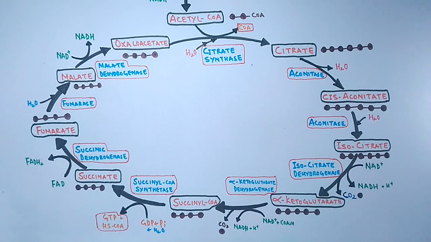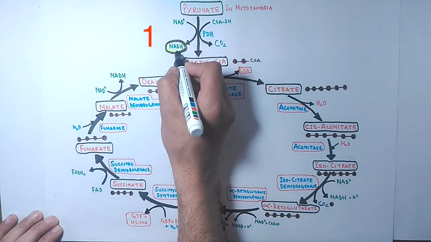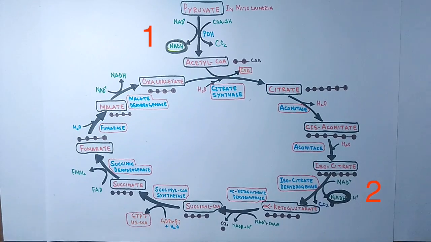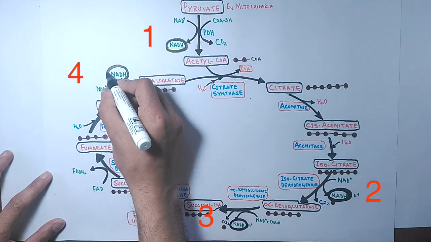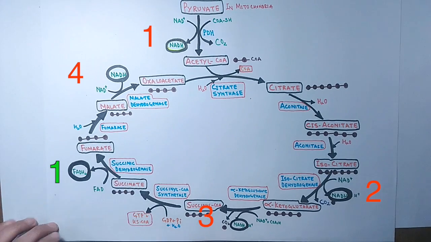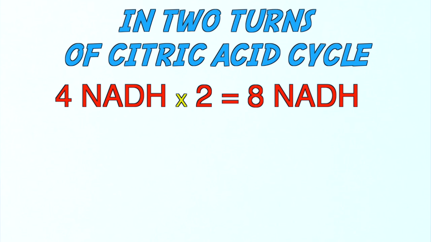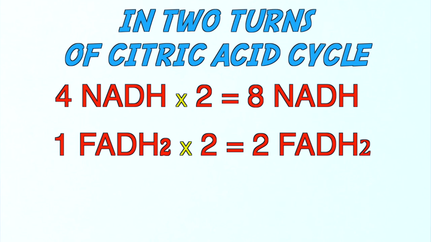Now let's have a look at the electron carriers reduced in the citric acid cycle. We see the first NADH reduced is in this reaction. Then the second one is here, third one and fourth one. And we get only one FADH2. That means we get 4 NADH and 1 FADH2 molecule from one citric acid cycle. And we know this cycle runs 2 times. That means we will get 8 NADH molecules and 2 FADH2 molecules.